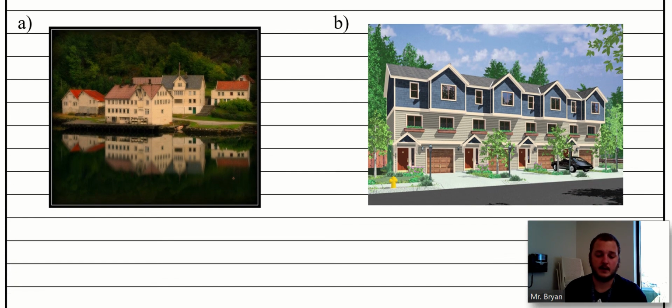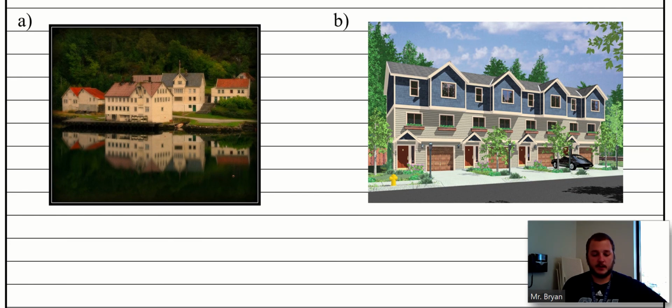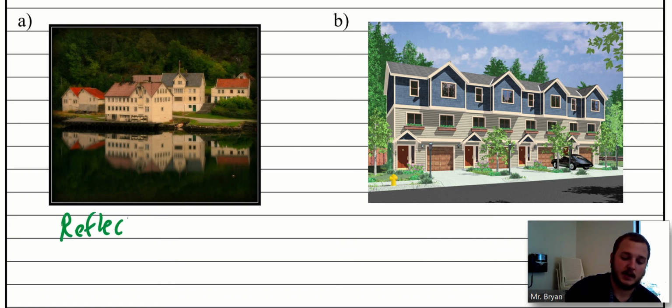So if I'm looking at picture A, you can take a second if you'd like and pause your video and try to answer this question on your own. What would be the transformation that is shown here? Okay? So hopefully you're able to see it. That answer would be reflection. Okay, I see off the pond there, I have two different images. One is a mirror image of the other. So this is an example of reflection.